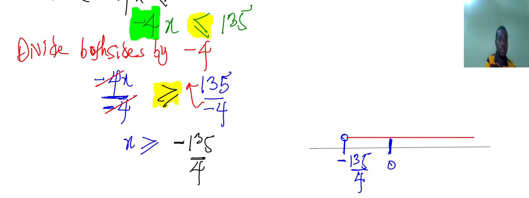So numbers greater than minus 135 over 4 come to the right. So s is greater than minus 135 over 4. But there's also an equal to there. Not just s greater than minus 135 over 4, but s can also be equal to minus 135 over 4. So since we have greater than or equal to, on minus 135 over 4, we need to shade the small circle here. The purpose of that is to show that that point, minus 135 over 4, is also included. So s is not just greater than minus 135 over 4, it's also equal to minus 135 over 4.